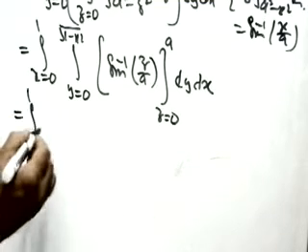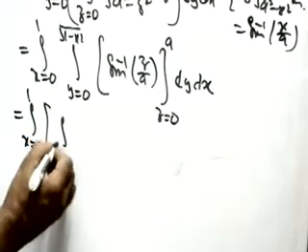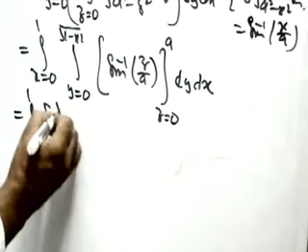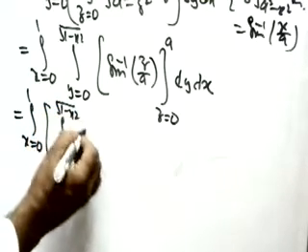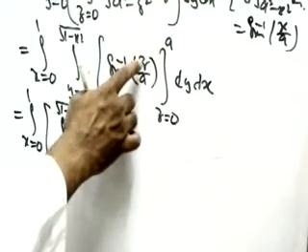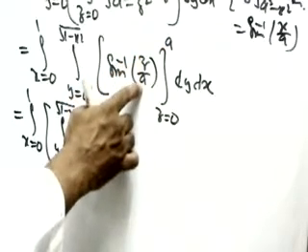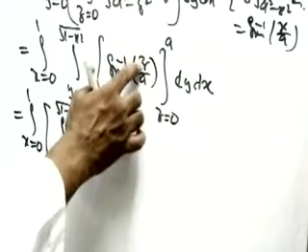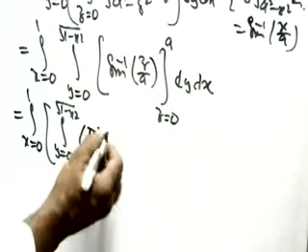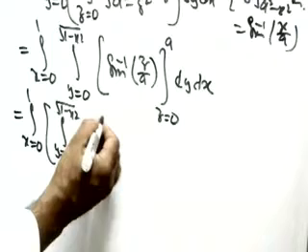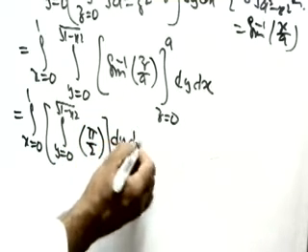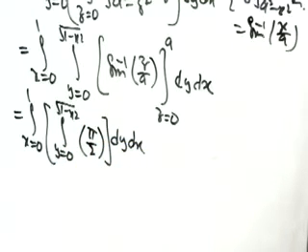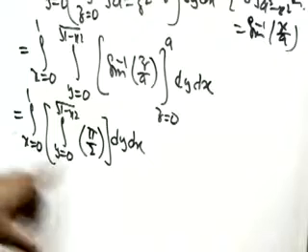See here, integration x equals to 0 to 1 into integration y equals to 0 to under root of 1 minus x square. If you substitute here 1, a by a will become 1, sine inverse 1 is 90 degrees, that is pi by 2. If you substitute 0, it will become 0, so leave that one. Now what is left here? dy dx.